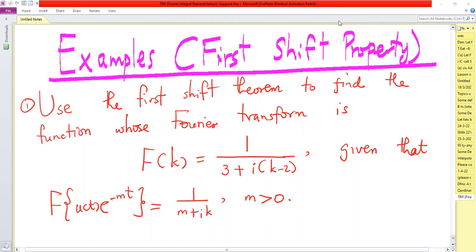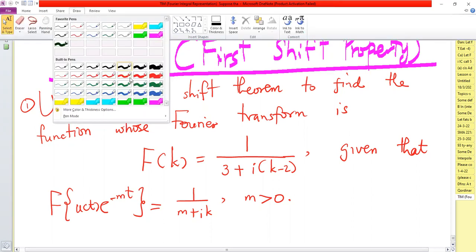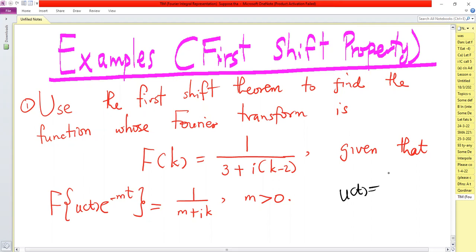Okay, so we give another example on how to apply the first shift theorem. The problem is to use the first shift theorem to find a function whose Fourier transform is 1/(3 + i(k − 2)), given that the Fourier transform of u(t)e^(−mt) is 1/(m + ik) for positive values of m. Remember, u is the unit step function, given in this form.